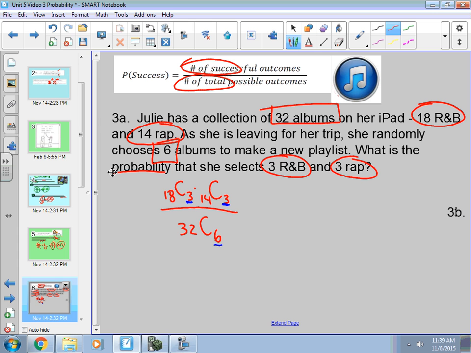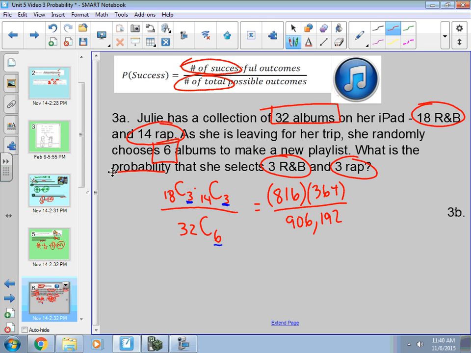If we do 18 combination 3, that's going to give you 816. If you do 14 choose 3, that's going to come out to be 364. And if you do the bottom one, 32 choose 6, that's a bigger number here. It's 906,192. Now you should be able to put this in your calculator and figure it out.